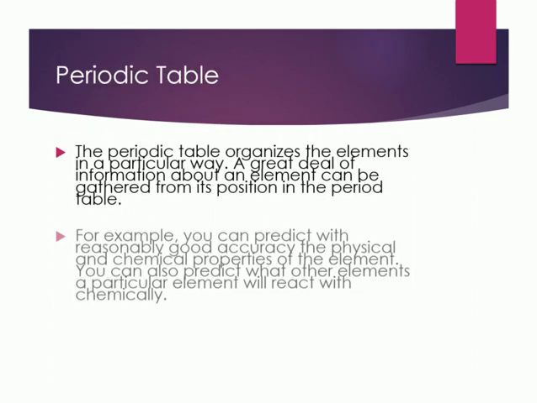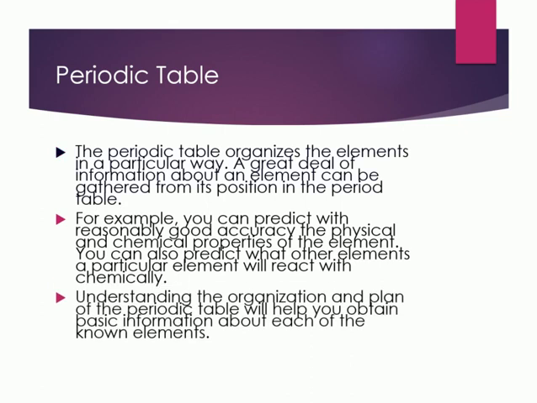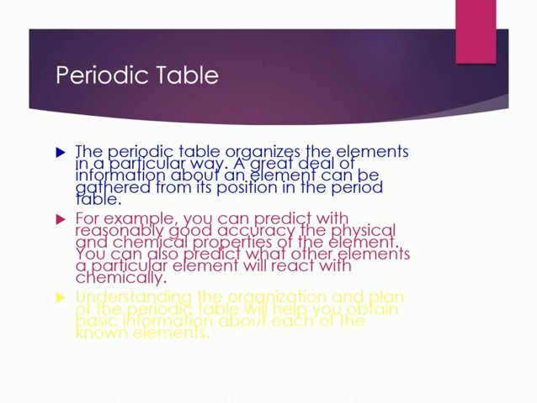So on the periodic table, you're going to find that it organizes the elements in a particular way, and a great deal of information about the element can be gathered from its position in the periodic table. For example, you can predict with reasonable certainty the physical and chemical characteristics of the element. You can also predict what other elements a particular element will react with chemically.